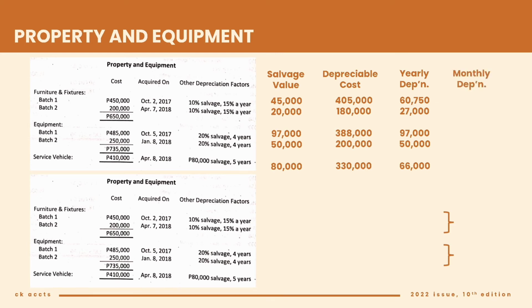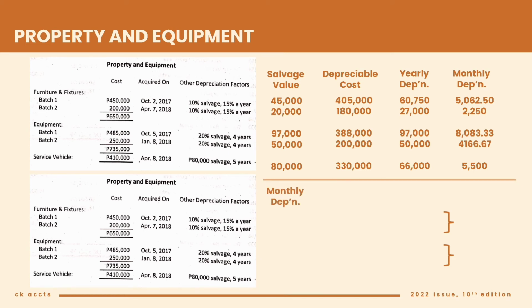Okay. The next one, we have the monthly depreciation. So, sa monthly depreciation, of course, madali na lang to kasi we have yearly depreciation na. So, we just have to divide these amounts under yearly depreciation by 12. So, divide by 12 lang natin sila. So, ito na yung magiging amount ng monthly depreciation natin. Then, itong monthly depreciation, ibaba lang natin dito sa baba kasi meron pa tayong ilalagay na dagdag.